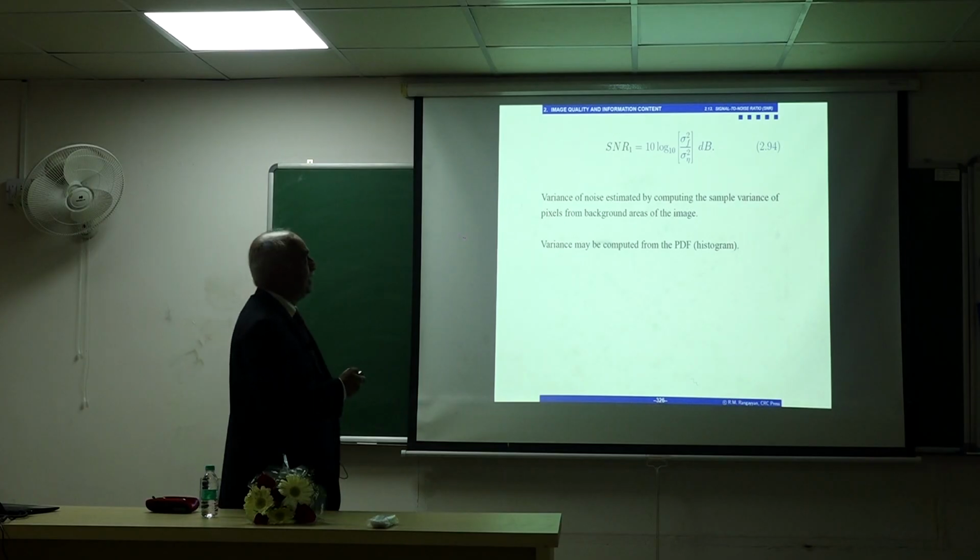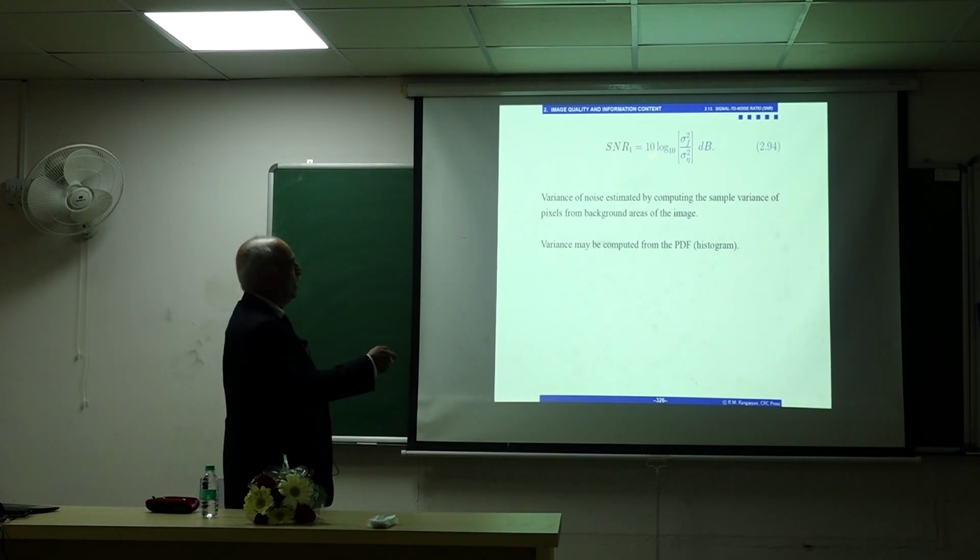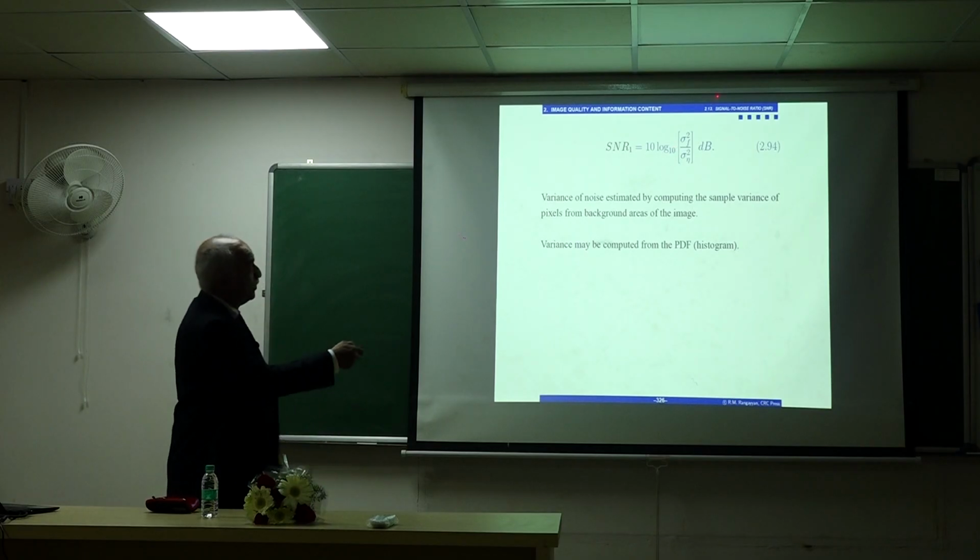How do you get the noise? How do you get the original variance? You need to estimate that. And 10 log 10 of it is already squared. If it is not squared, you take 20 log 10.